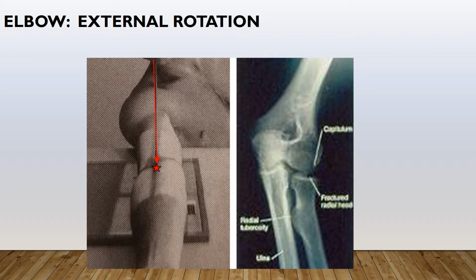Now for the oblique elbow, this picture shows external rotation, and this is usually the one that the radiologists are going to want you to perform. And it's a 45-degree external rotation. And when you're doing this, you're going to see that the radius and the ulna are going to be separated so you can have a better view of the radial tuberosity.